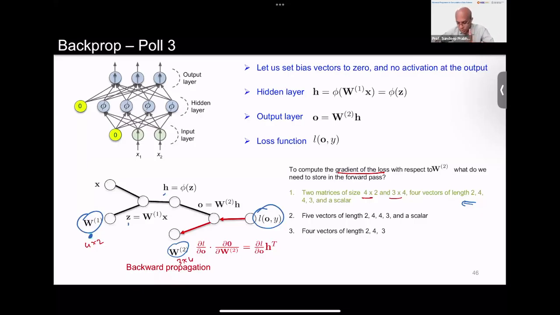Okay. So now to do a forward pass, what all do I need? I need to first of all store X, which is 2 times 1. So that is a length 2 vector. So now I do 4 times 2 and 2 times 1, I get a Z. That is of length 4. So Z will be 4 times 1. You apply a non-linearity point-wise. This will be 4 times 1. And then W2 is 3 times 4, H is 4 times 1, so this will be 3 times 1. And then the loss is a scalar.